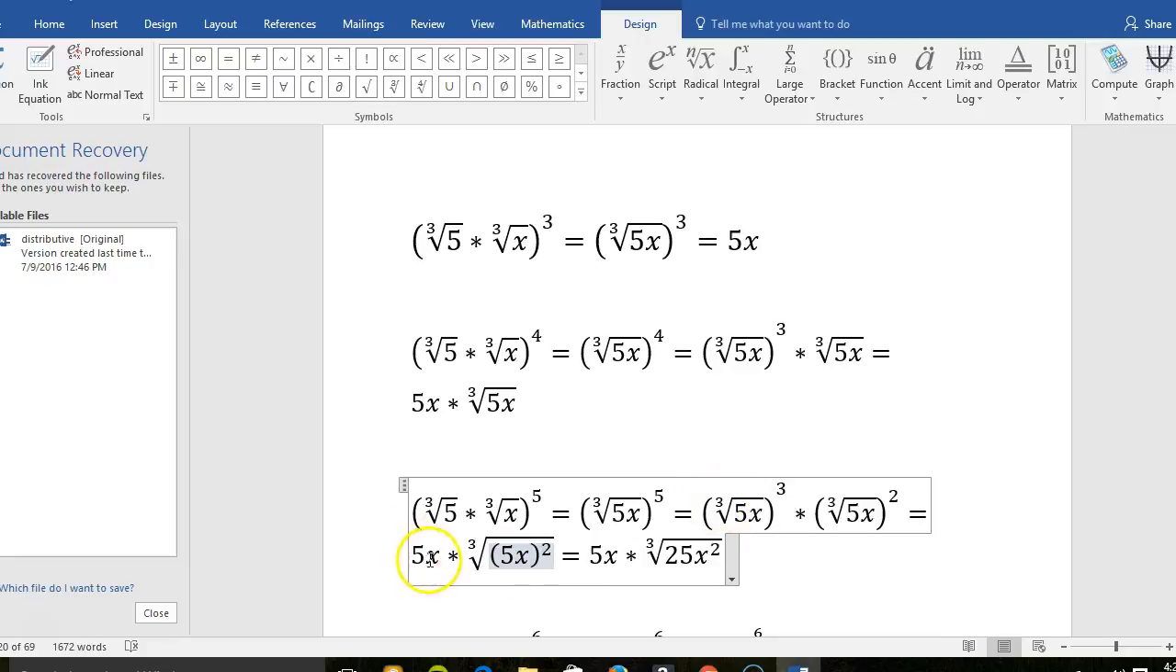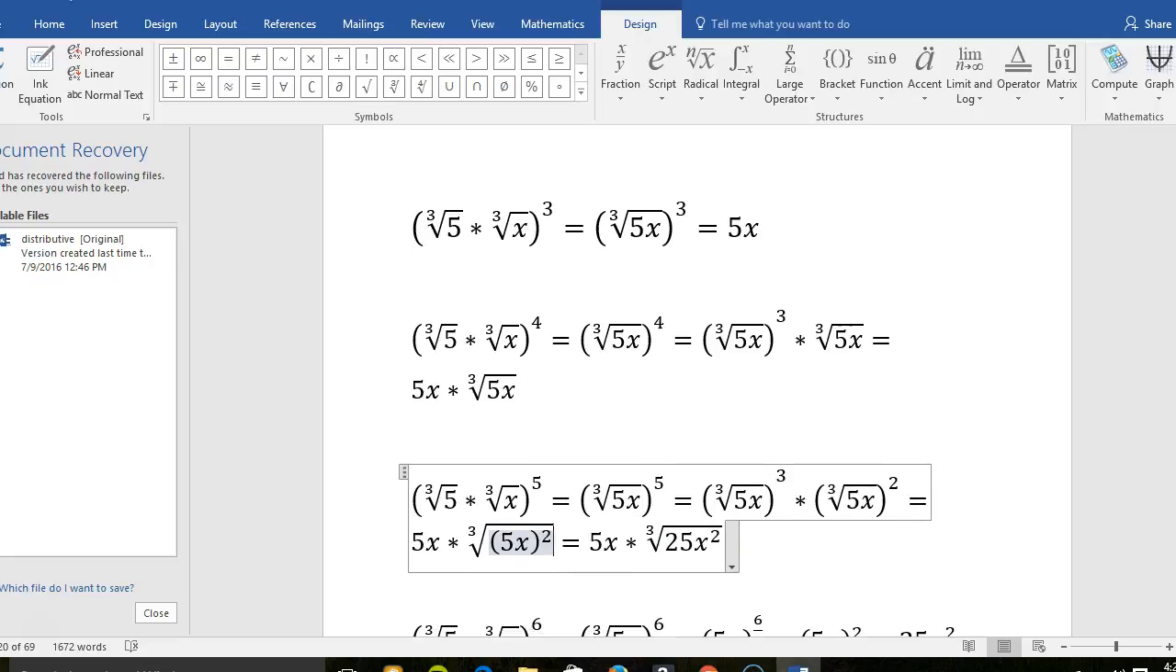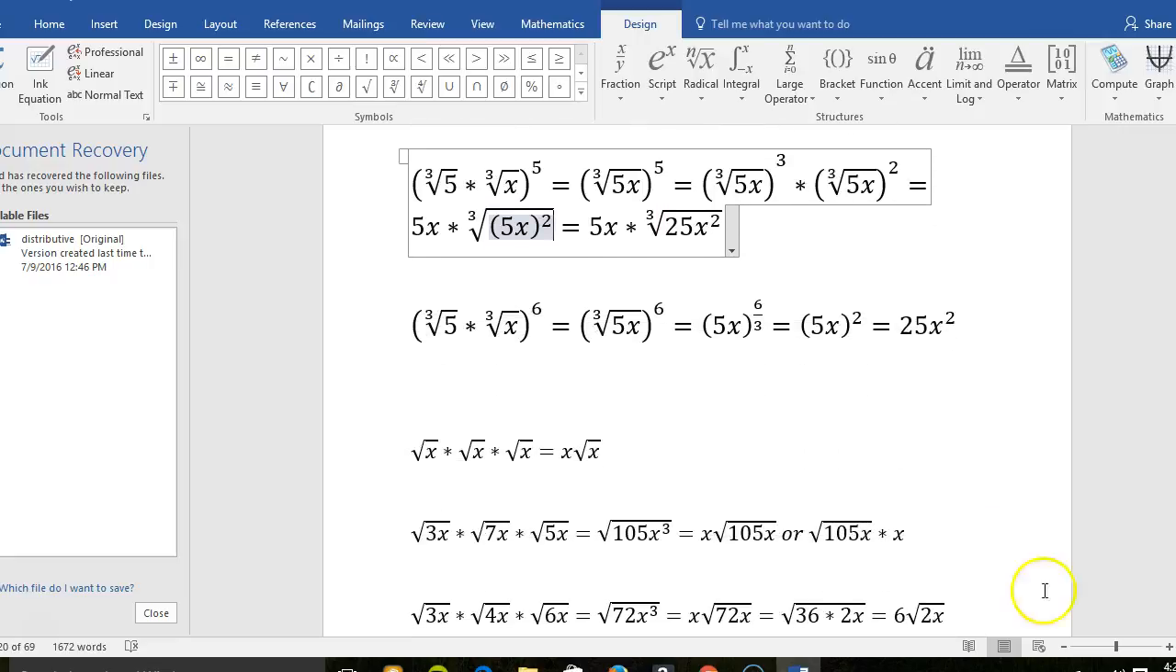And we get 5x, the motive, times the cube root of 5x squared, which can't come out. And by the bring-in law, I can bring the 2 in here and square the 5x. So I get 25x squared right there. 5x times 5x. So there's that. Let's look at another one.